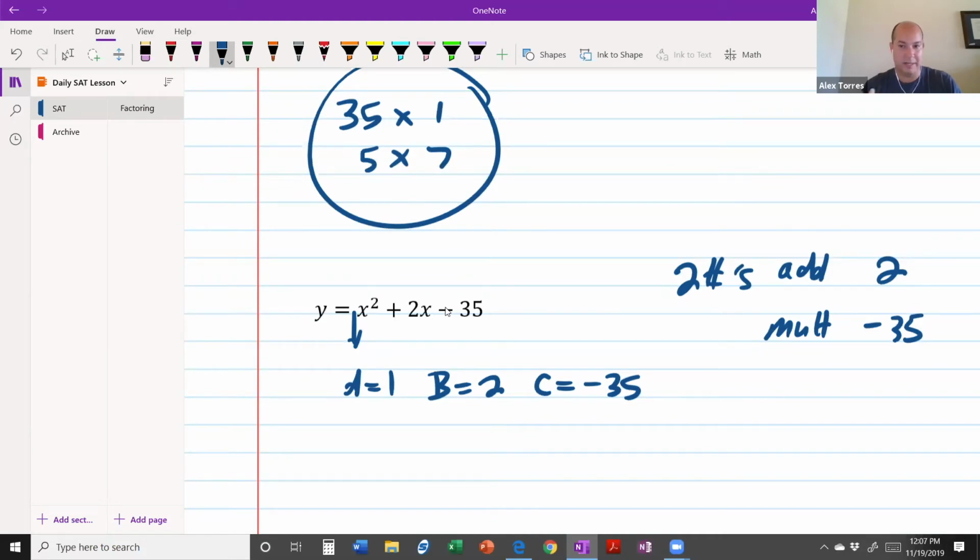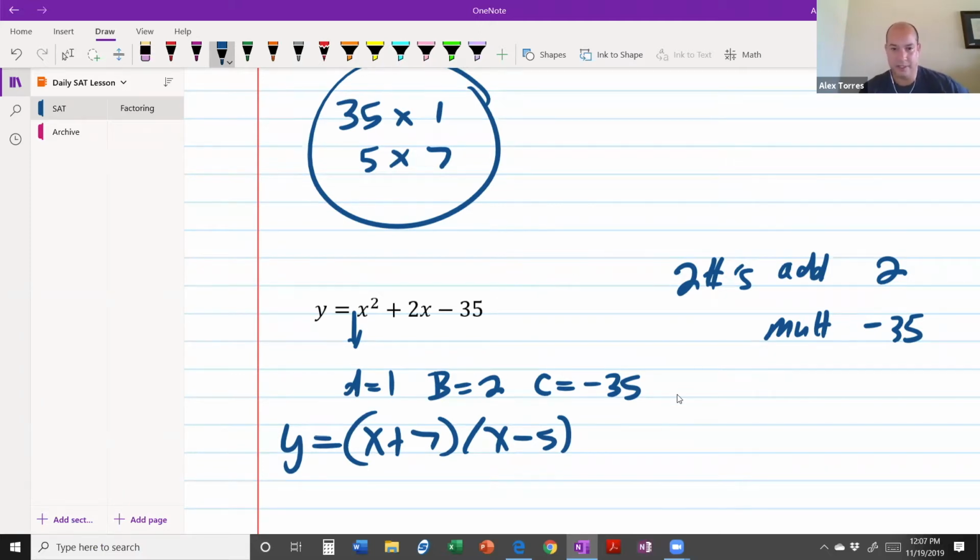So which of these could possibly add to 2? Of course, it would be 7 and negative 5. So (x + 7)(x - 5), and that would be the format that you'd factor it in. If you had it equal to 0, then you could set those equal to 0, and your two answers would be negative 7 and 5.